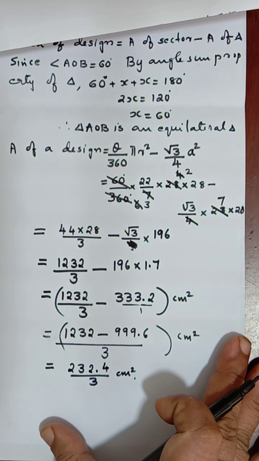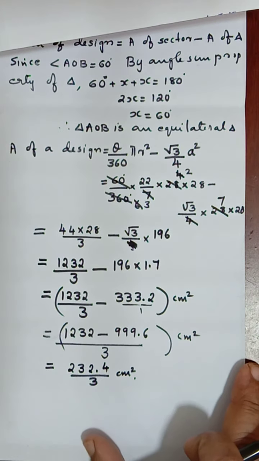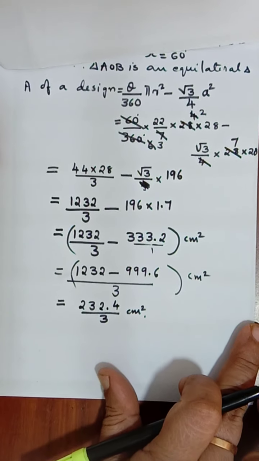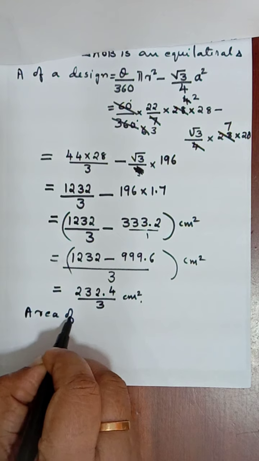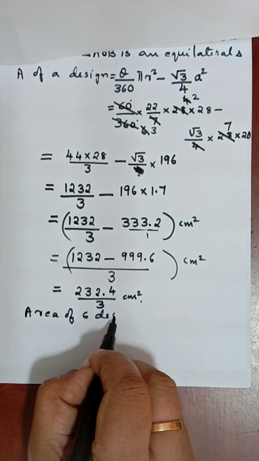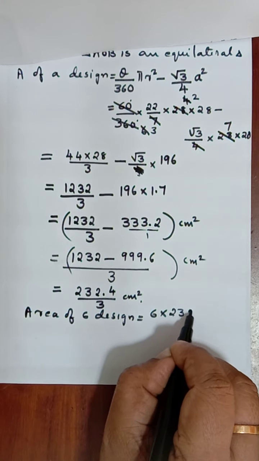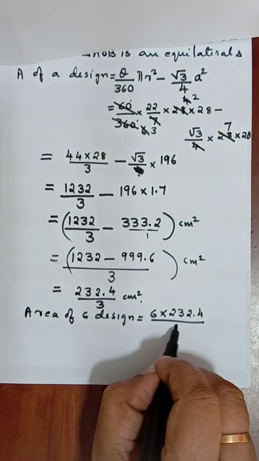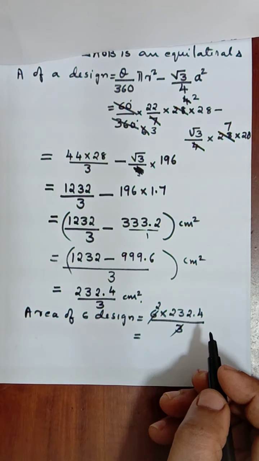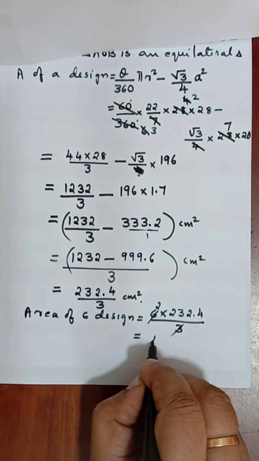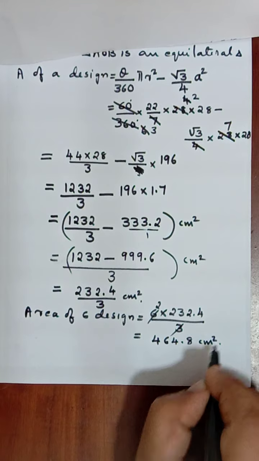Now that is the area of only one design. So here we have to find out the area of 6 designs. Therefore, area of 6 designs equals 6 into 232.4 divided by 3. We can cancel, 2 times, multiply. So when we multiply, here we are getting 464.8 cm square.